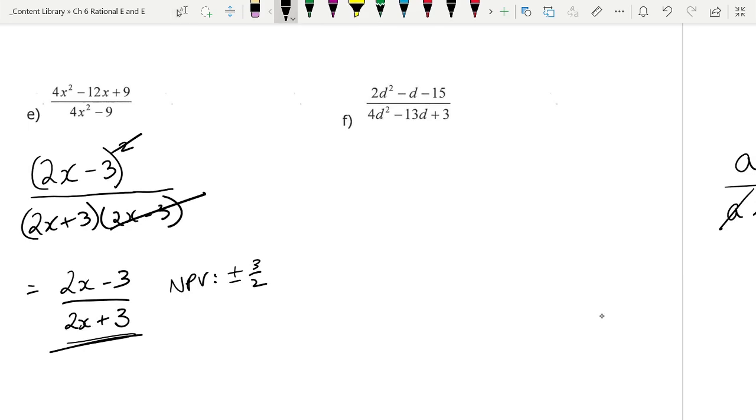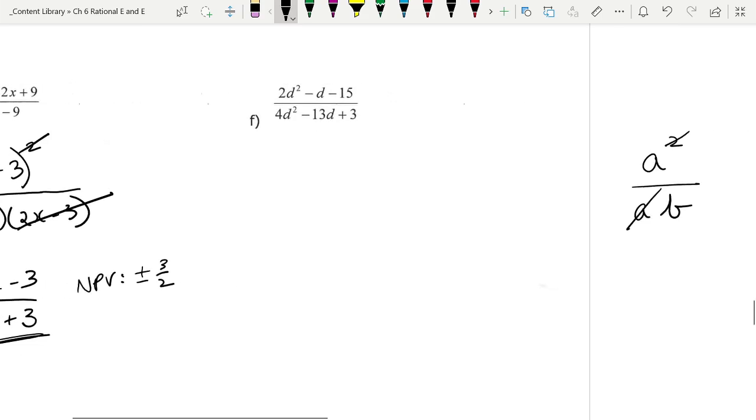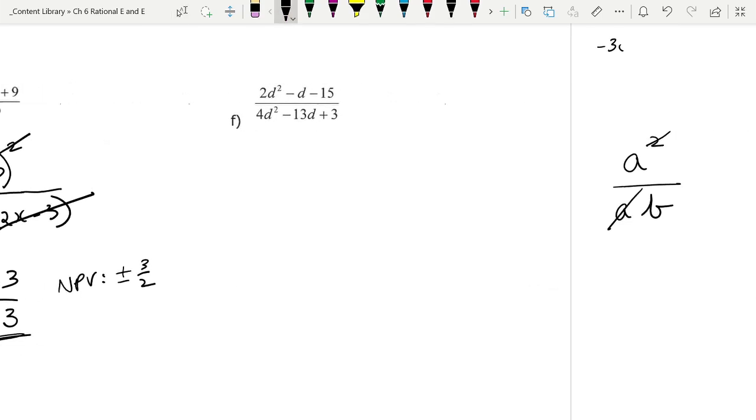What two numbers? 2 times negative 15 is negative 30. I might want to use scrap paper here. What two numbers multiply to make negative 30, but are 1 apart? They make negative 1 when you add them. Negative 6 and positive 5. So I think I'm going to do this one.